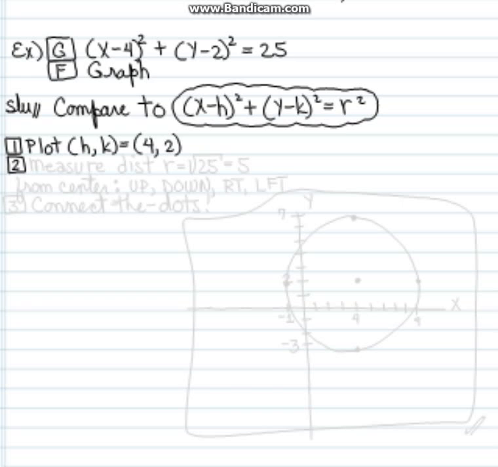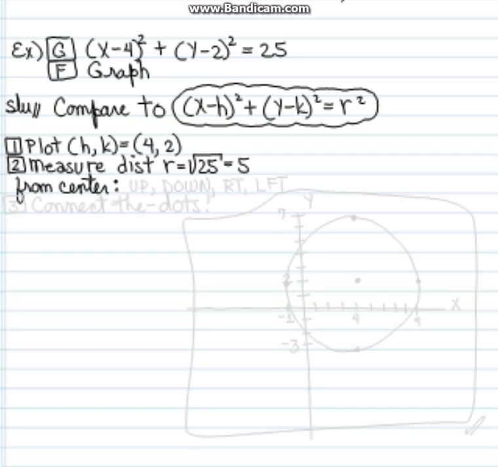Then step 2, measure the distance r for the radius. Well, r is going to be equal to the square root of the right side. Why is that? Because we know that in the standard form, the right side represents r squared. Therefore, to find r, you take the positive square root. So that means we're taking the square root of 25, since 25 is on the right side. That answer is 5. Our radius is 5.